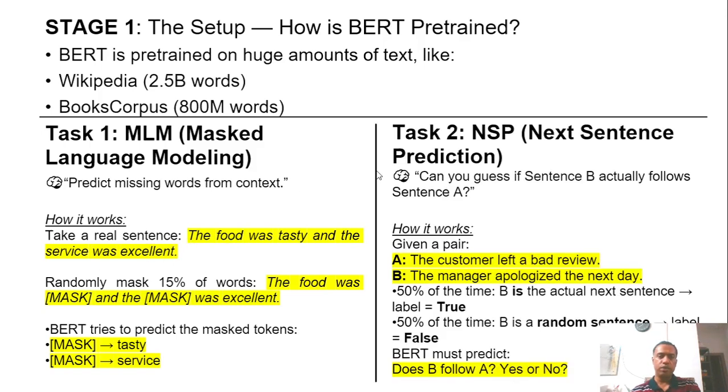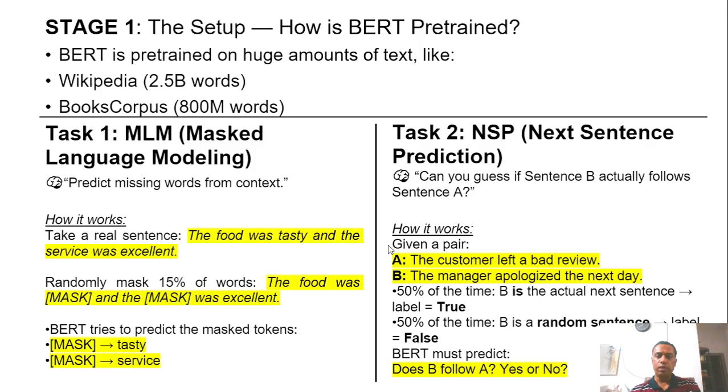Next we have NSP, next sentence prediction. It has to essentially guess whether sentence B follows sentence A. So you have a pair of sentences given here. A: the customer left a bad review, and B: the manager apologized the next day. If B actually follows A, BERT would say true. If not, it will say false.